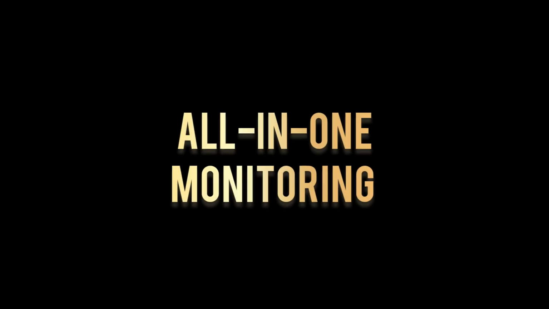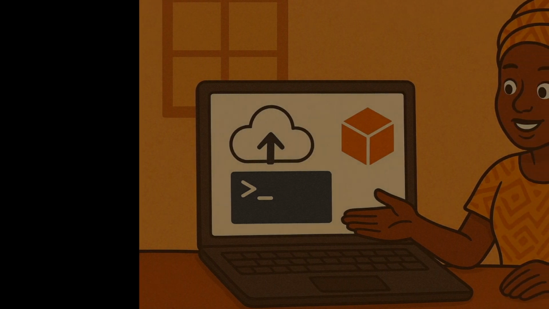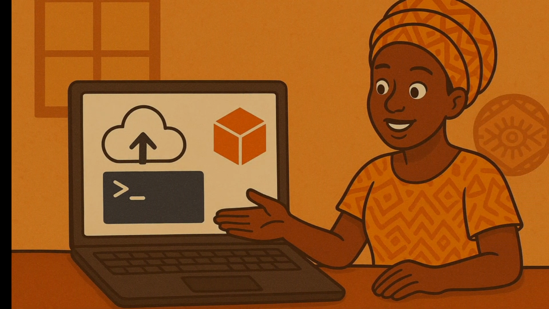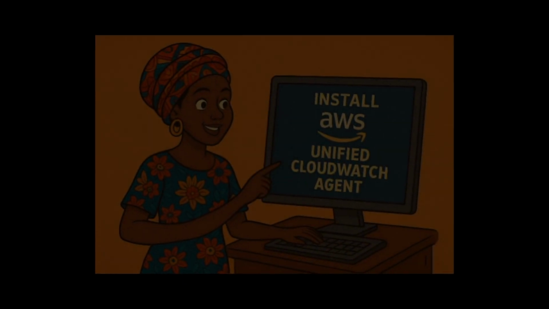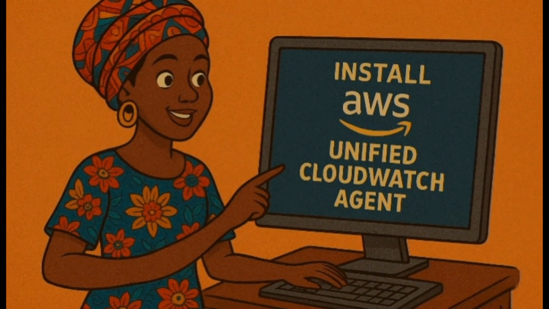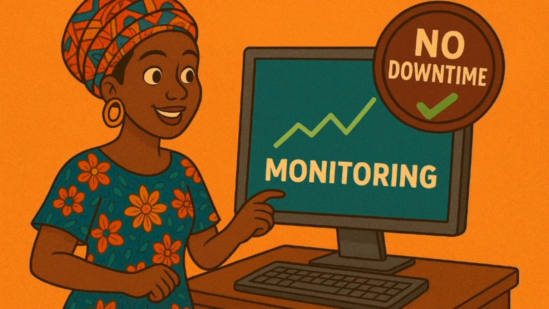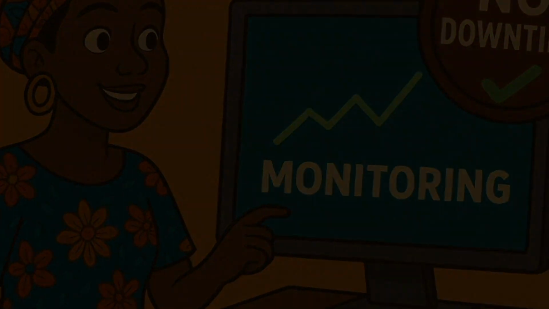Here's why it matters. All-in-one monitoring, save time and complexity, deeper visibility, better for security and compliance. In short, it's the heartbeat monitor and the CCTV for your cloud resources. Now let me take you into my screen so you can see exactly how to install and use the Unified CloudWatch Agent on an EC2 instance. By the end, you'll see how simple it is to set up monitoring that can literally save your business from downtime.